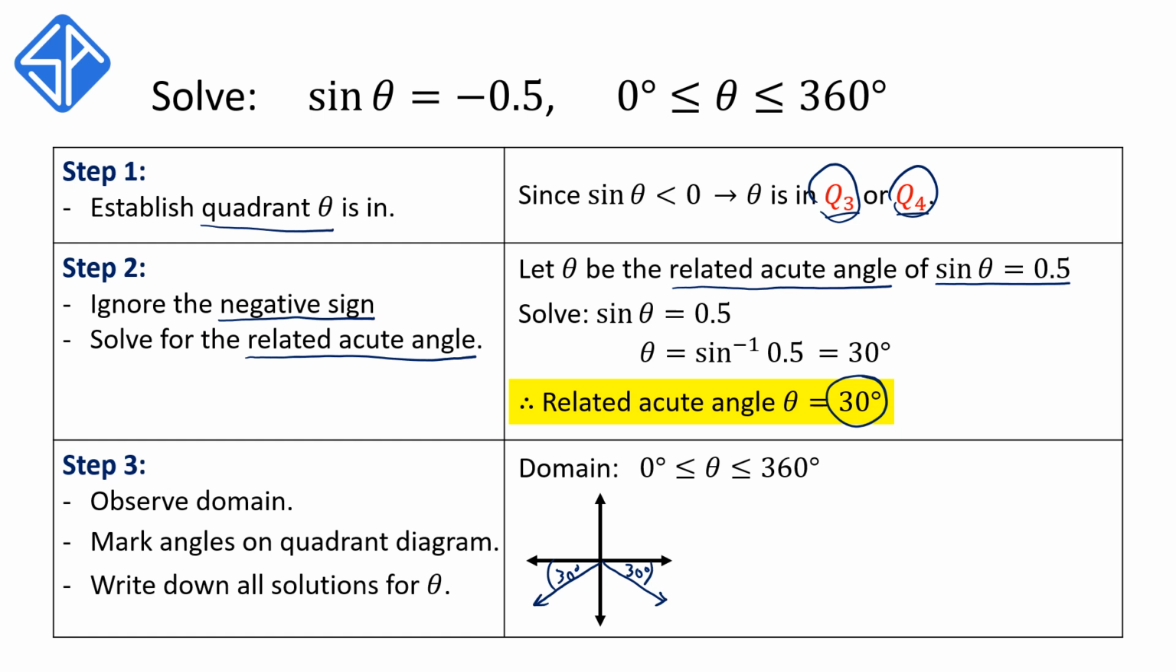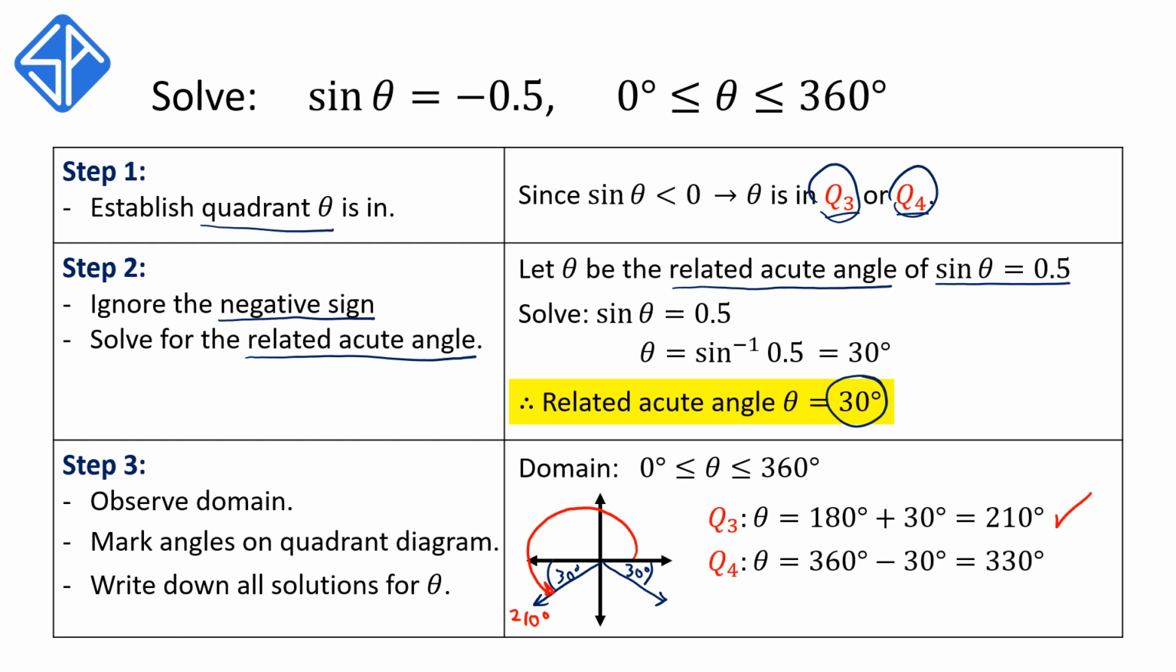Now we're going to write down all the solutions. Our first solution in Q3 is going to be 180 degrees plus 30 degrees, which is equal to 210 degrees. And our second solution in Q4 is going to be 360 degrees minus 30 degrees, which is equal to 330 degrees. So therefore, for this question, the solution is theta is equal to 210 degrees or 330 degrees.